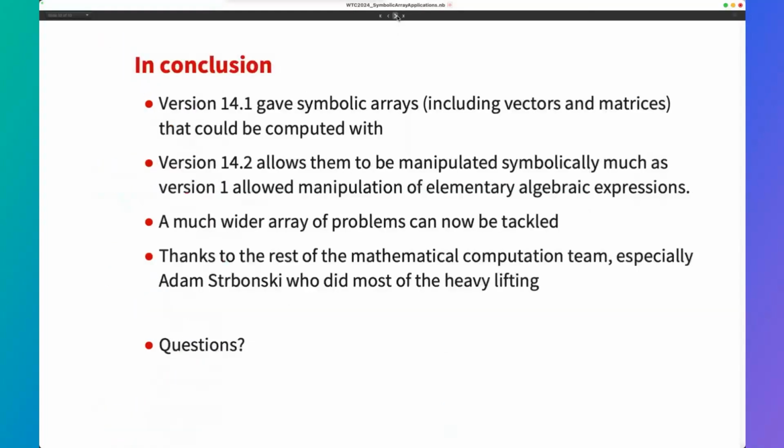So in conclusion, 14.1 gave us symbolic arrays, including vectors and matrices that we could compute with. In version 14.2, we have new functions that allow us to manipulate them symbolically, much as version 1 allowed manipulation of elementary algebraic expressions. So 14.1 was, if you will, the MATLAB of symbolic arrays, and 14.2 is now the version 1 Mathematica of symbolic arrays. So a much wider array of problems can now be tackled.